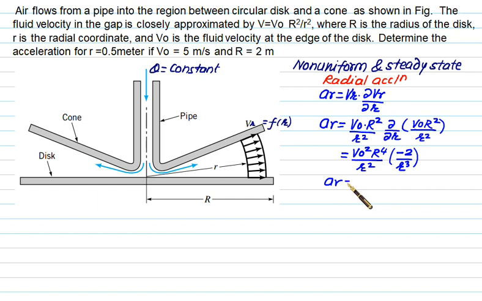So we have radial acceleration, V0 square equal to 5 square, R to the power 4 equal to 2 to the power 4, divided by, this one is a negative sign, r to the power 5, lowercase r is 0.5 to the power 5, multiplied by 2. Solve this, you will get the radial acceleration, that is minus 25600 meter per second square.